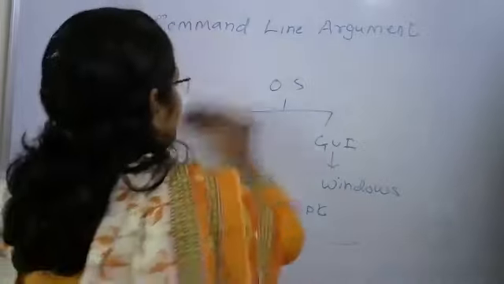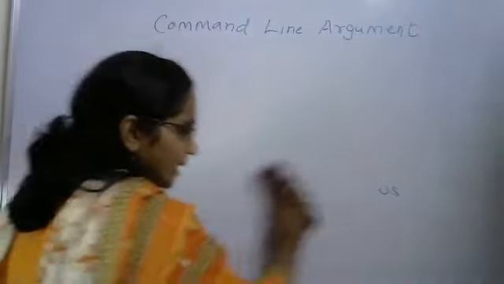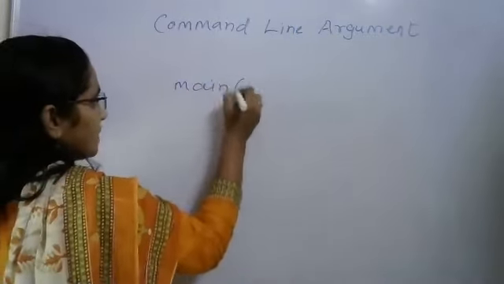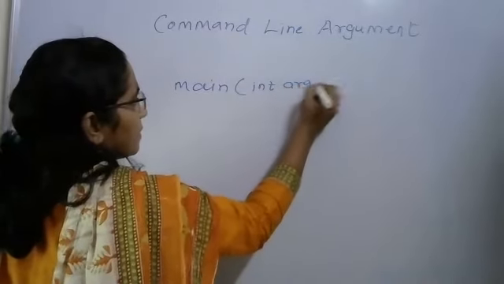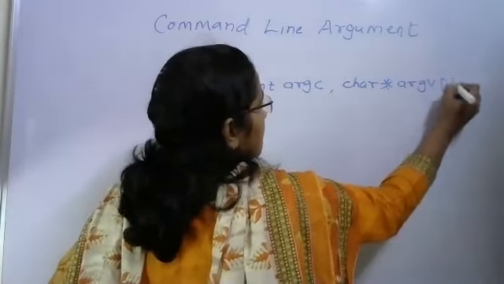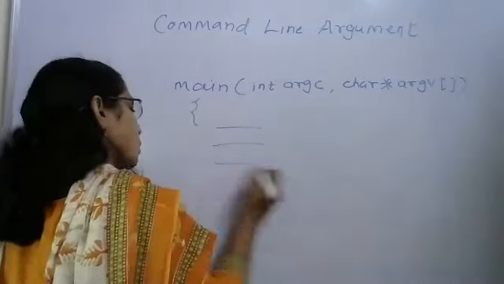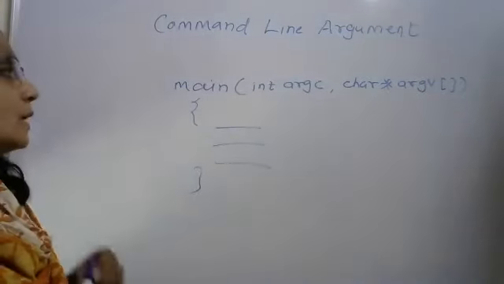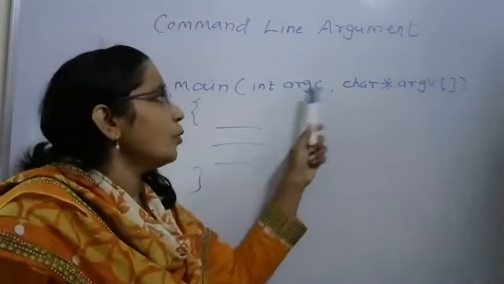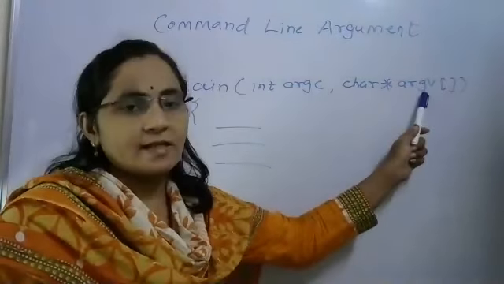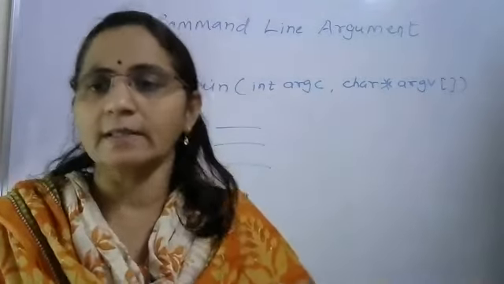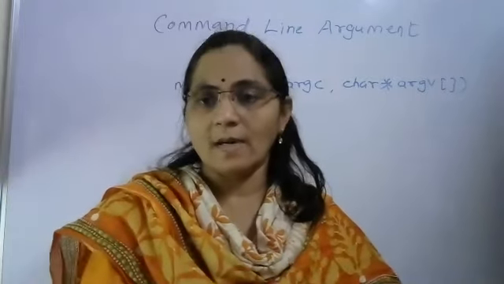So what is the general syntax of command line arguments? The general syntax is that you provide parameters to the main function. The first is the argument counter, argc, and the second one is the pointer argv. Then you write whatever code you want in the main function. But the important thing is that command line arguments are passed in the form of two arguments, argc and argv. Argument means parameter. In very simple language, these are the variables that you pass from the command line.